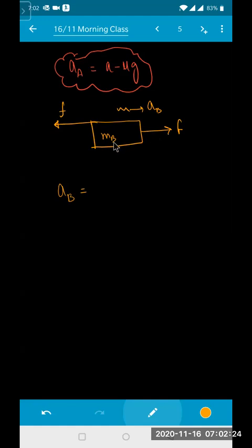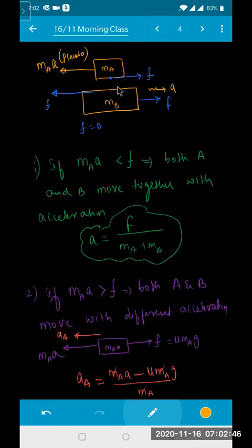How do you write the equation? Acceleration of B is equal to capital F minus small f, divided by m_B. So capital F minus small f will be equal to mu into m_A into g, because between these two, what is the friction? It is the same, equal and opposite force. So this friction will be equal to mu into N, that is mu into m_A into g, and this one was the normal reaction, that is N.